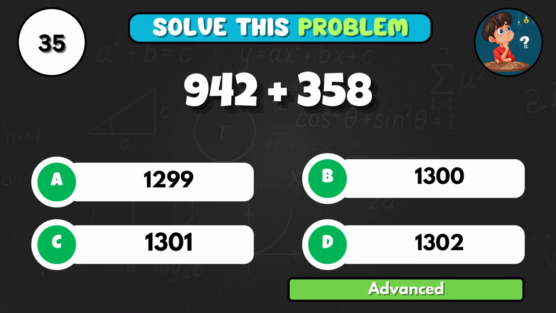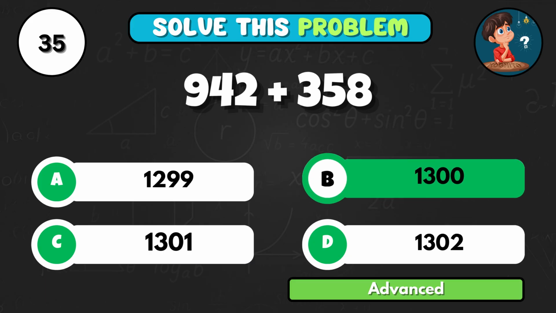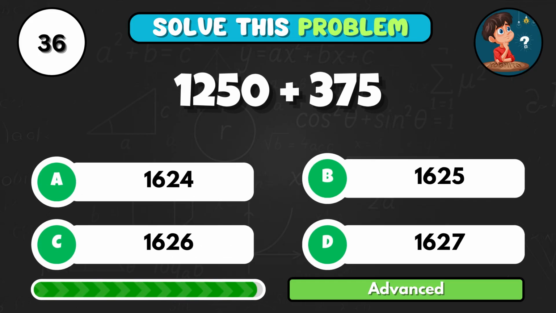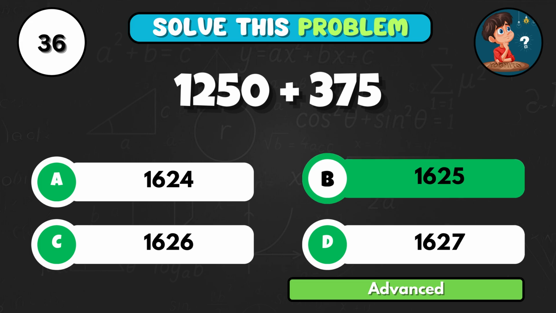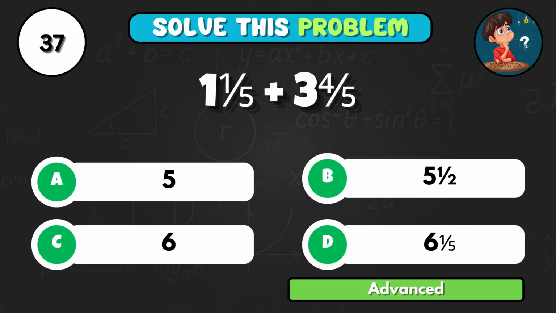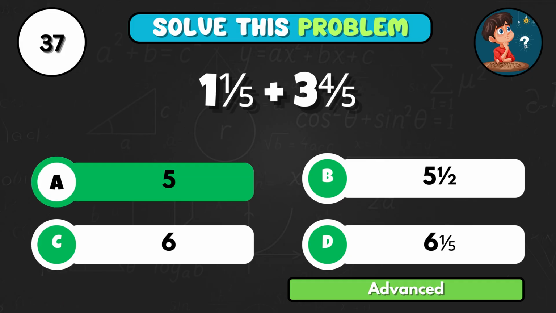942 plus 358 totals... Option B again. You get 1,300. 1,250 plus 375 gives... Option B is correct. The answer is 1,625. 1 1/5 plus 3 4/5 equals... Option A is right. The result is 5.